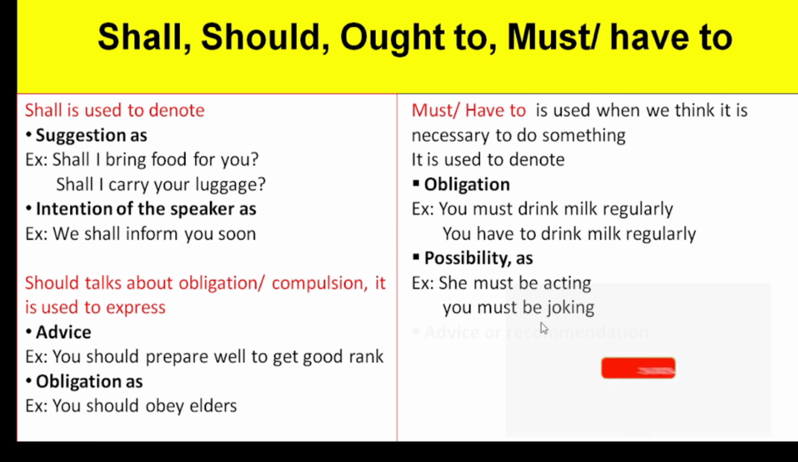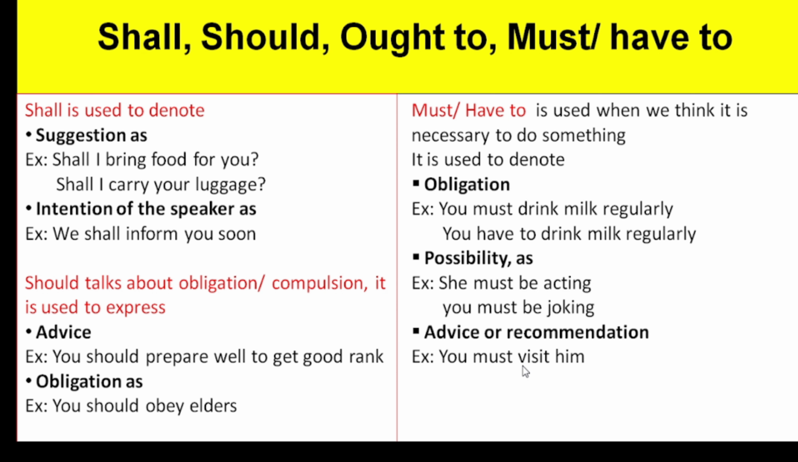Now, advice or recommendations also use must or have to. You must visit him, or you must see a doctor. So this is an advice we can give. To emphasize the need and the importance, we use must in the sentence. Look at, you have to visit him.